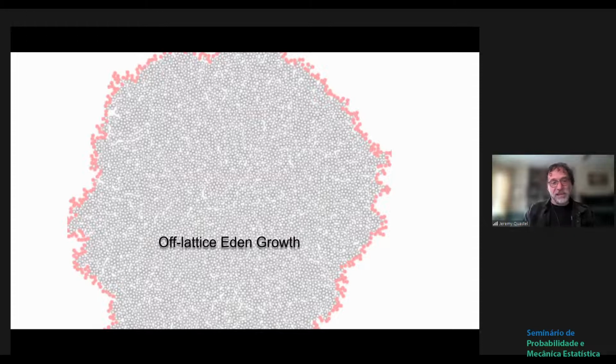An off-lattice Eden growth. So the Eden model is just a model where you have a cluster growing in 2 dimensions. And we're always going to be in 2 dimensions here, but sometimes 1 dimension will be thought of as time. And you have a cluster growing, and the way it grows is that there's a boundary. Well, you can kind of see here the boundary is this pink stuff.